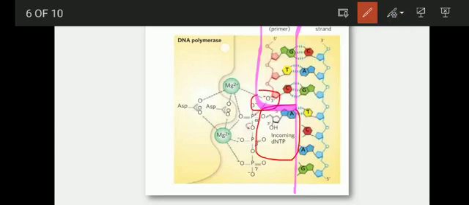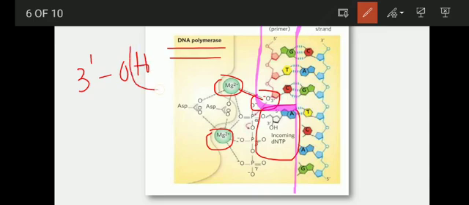So here in the DNA polymerase we have two magnesium ions that bind at its catalytic site. First is here and second is here. In the first catalytic site, when the Mg2+ is bound, what it does is help to deprotonate the 3' OH group, making it a more effective nucleophile.